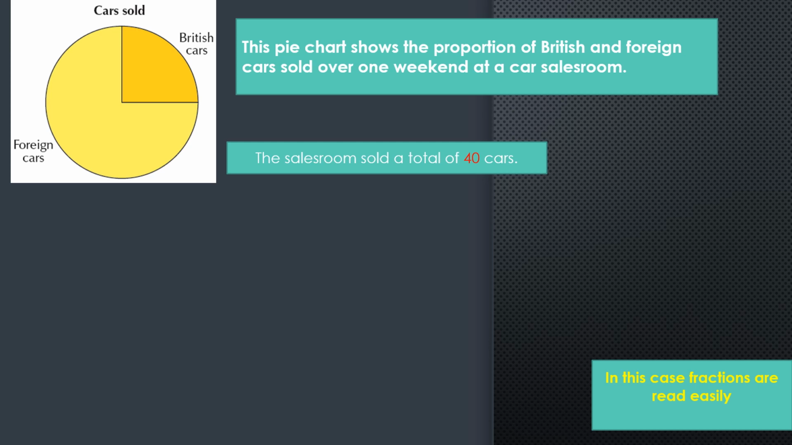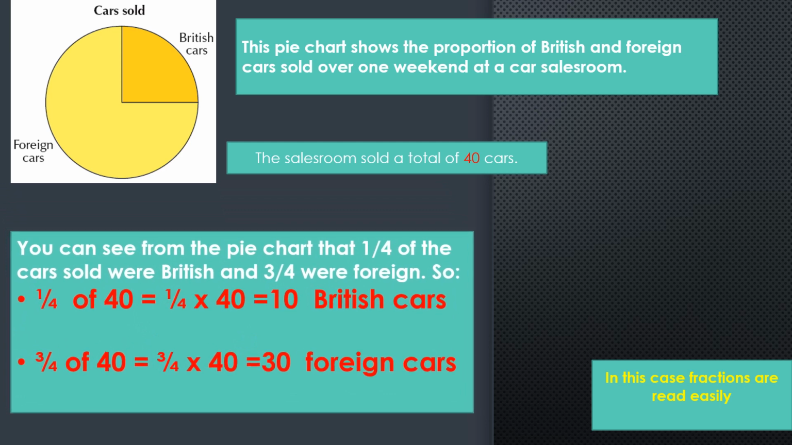If you look at the British cars, you will find it's a quarter of the pie chart, which is 1 over 4. So 1 over 4 of 40 cars is equal to 10. How can I calculate 1 over 4 of 40? You can calculate it either by simplifying or by writing it as a decimal. You can say 1 over 4 is 0.25 times 40. But here I prefer to simplify 40 divided by 4 to get 10. Sometimes you can convert into decimals and sometimes you find that it's easier to simplify.